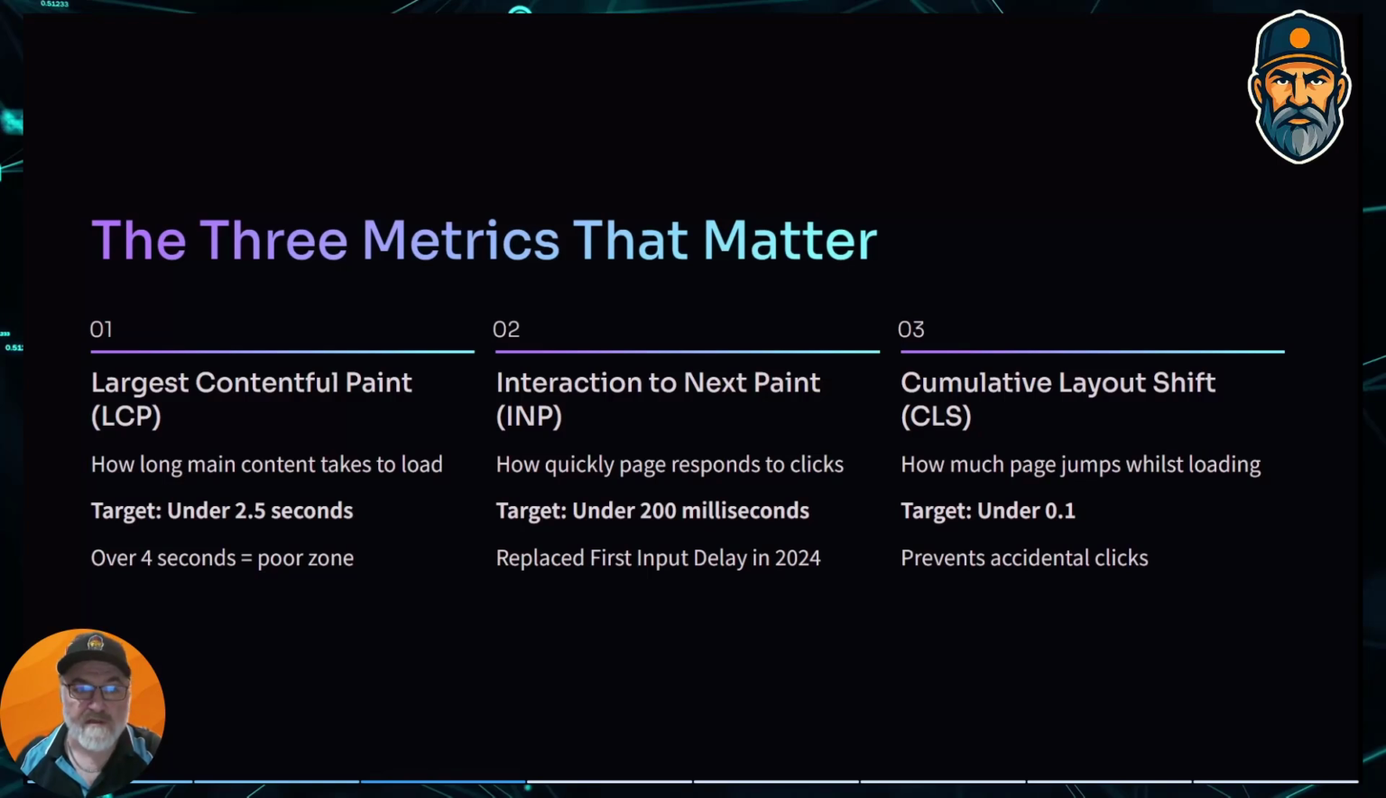3. Cumulative Layout Shift, or CLS. This measures how much your page jumps around while it's loading. When you go to click a button and suddenly the image moves and you click something else, that's layout shift. You need to be under 0.1. All you need to know is the number, so yeah, don't worry what that means.